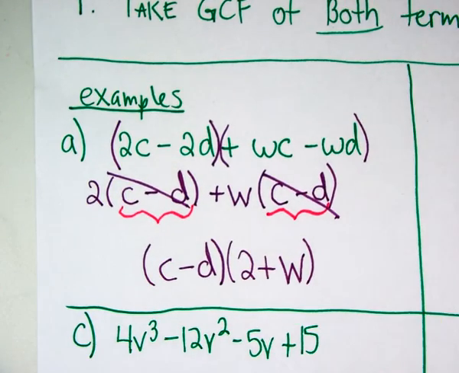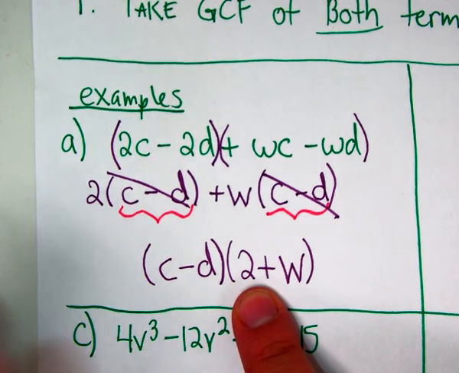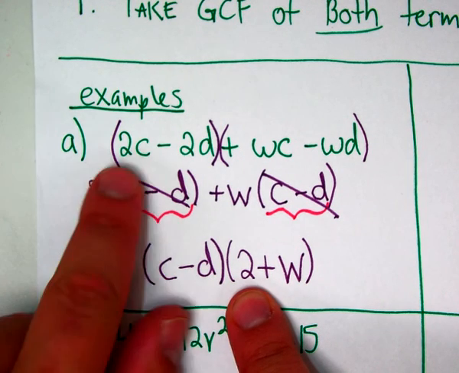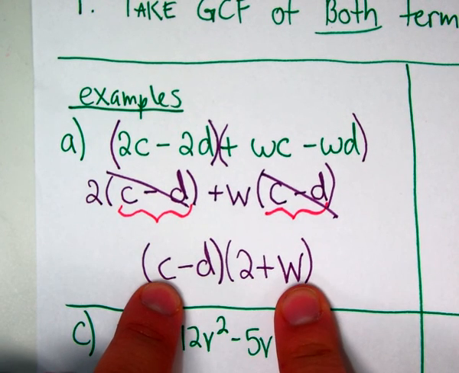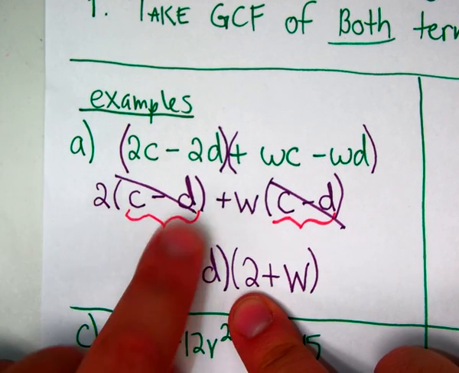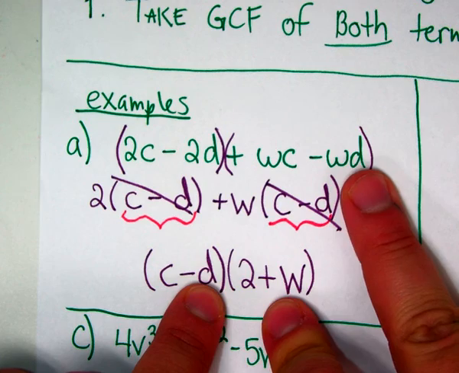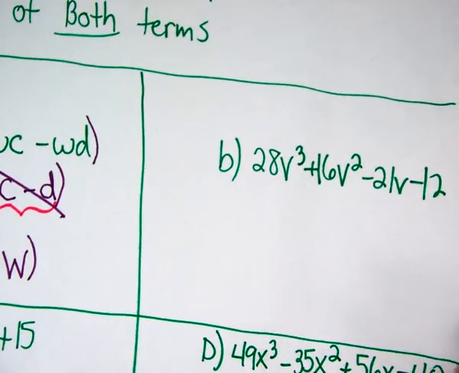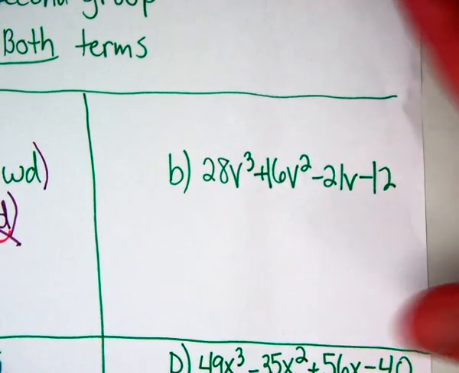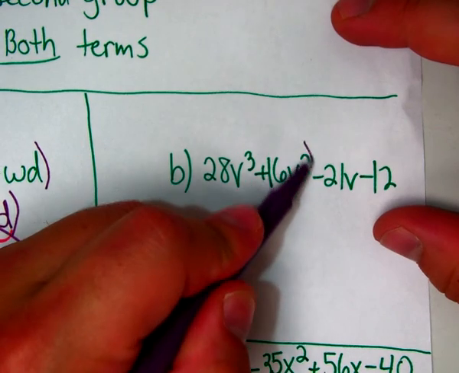And so we are done. Now again, just like in the last examples, you can check your answer. If I go back and do the quote-unquote FOIL, as you guys like to call it, 2 times C is 2C. C times W is WC. Negative 2 times D is negative 2D. And negative D times W is negative DW. All right. So let's do a couple more examples here. Remember, write it down, pause it, try it. If you could do it, great. Check your answers, though.